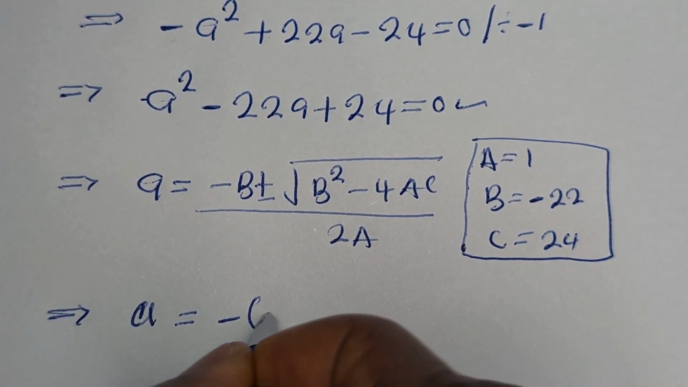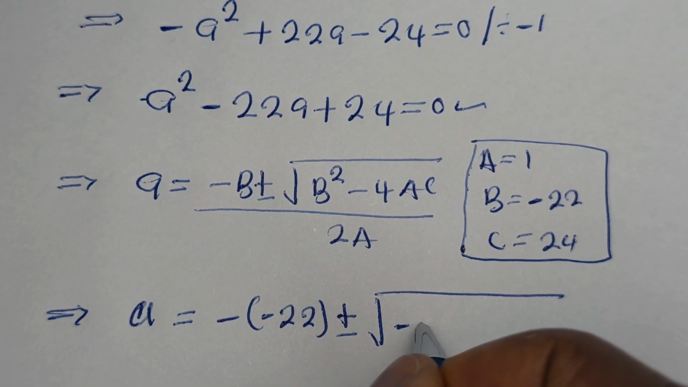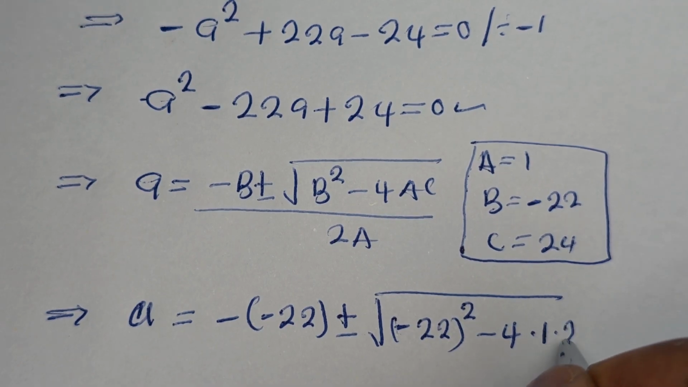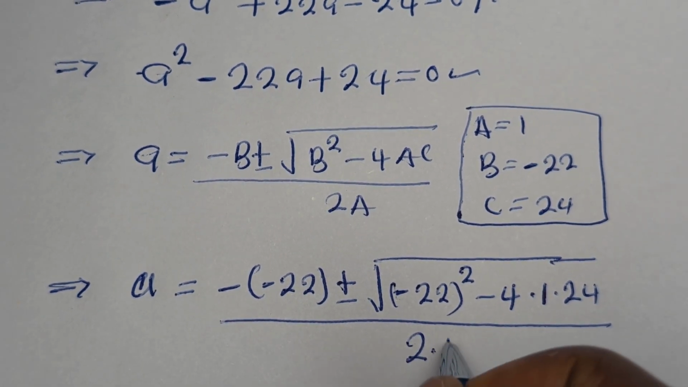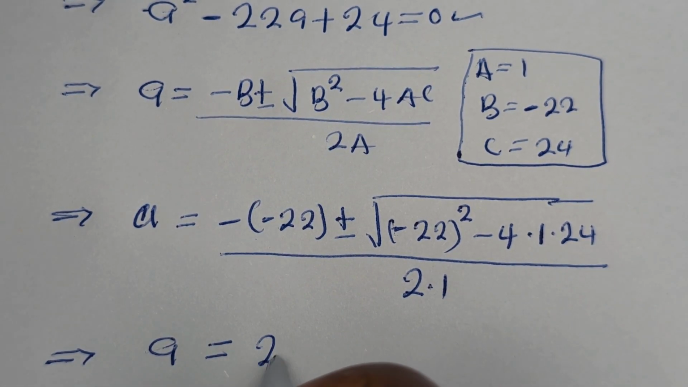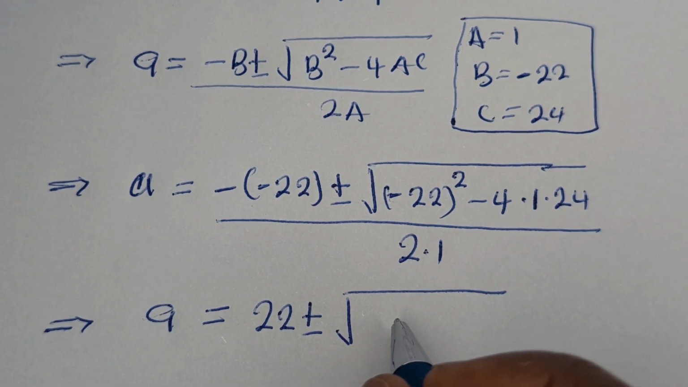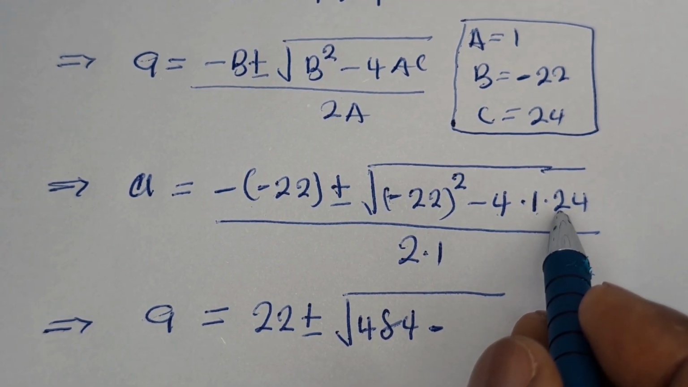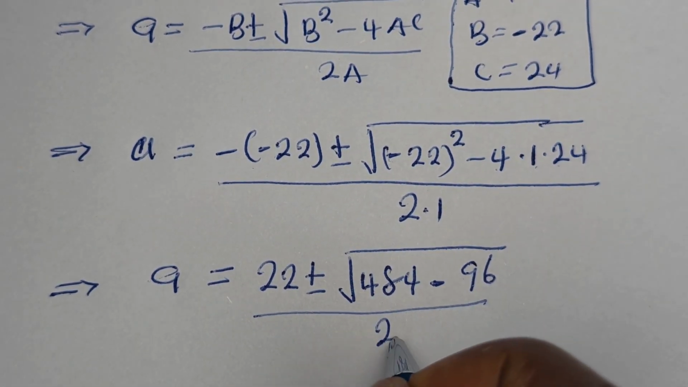a is equal to minus bracket minus 22 plus or minus square root of minus 22 square minus 4 multiplied by 1 multiplied by 24, divided by 2 multiplied by 1. a is equal to minus times minus 22, this is 22, plus or minus square root of minus 22 square, that is 484, minus 4 multiplied by 1 multiplied by 24, that is 96, over 2 multiplied by 1, 2.